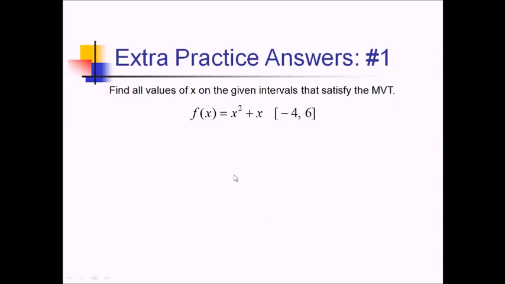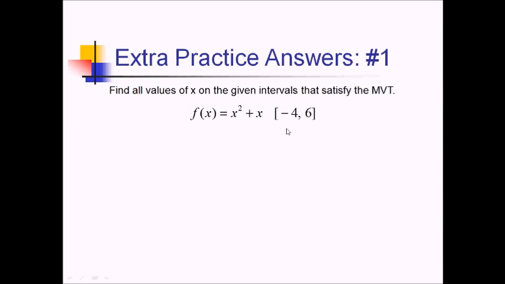For this problem, I'm trying to figure out x values on the interval from -4 to 6 that satisfy the mean value theorem for x squared plus x. So essentially I'm asking, if I find the average rate of change for this function over this interval, at what x values does the instantaneous rate of change come out to the same thing?